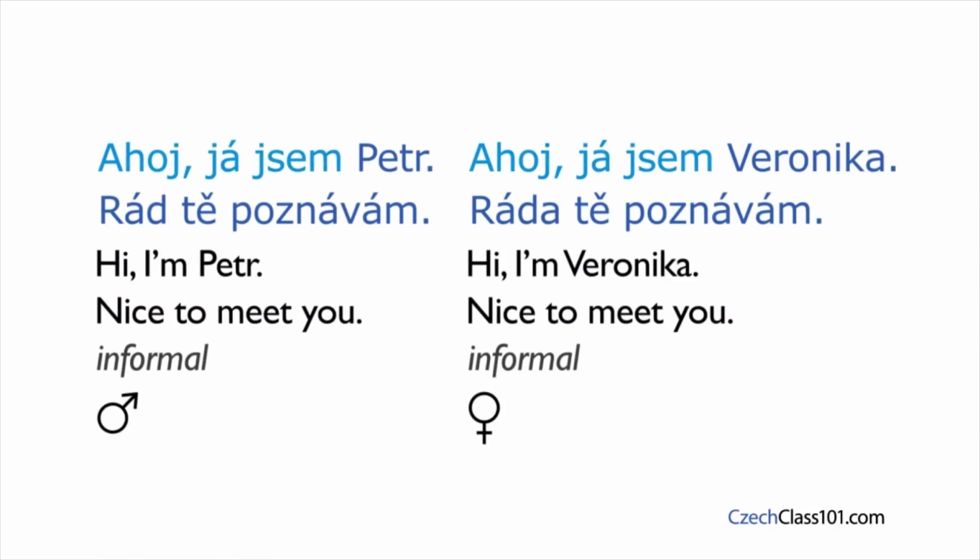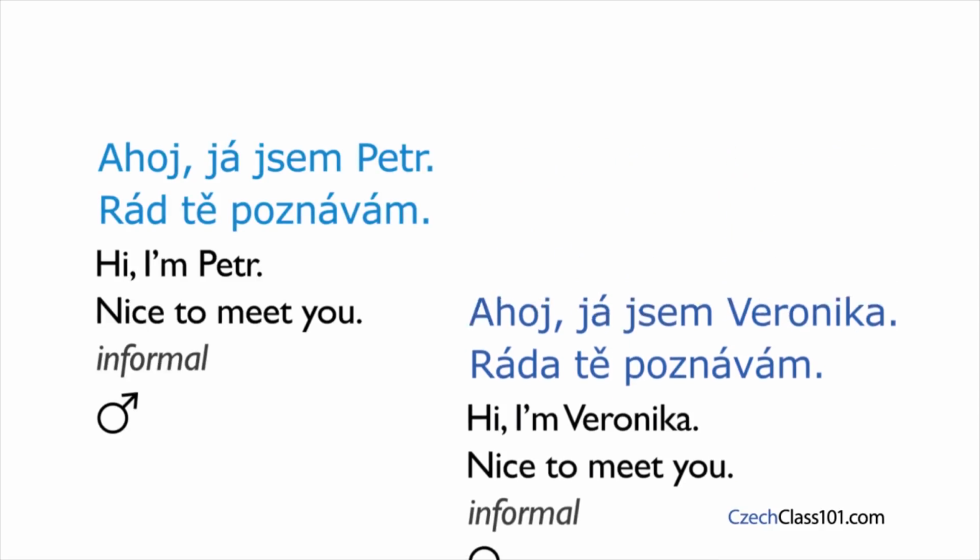Start by saying ahoj, já jsem. Then say your name. Ahoj, já jsem Veronika. Finally say ráda tě poznávám if you are a female or rád tě poznávám if you are a male. Ahoj, já jsem Veronika. Ráda tě poznávám. Ahoj, já jsem Petr. Rád tě poznávám.